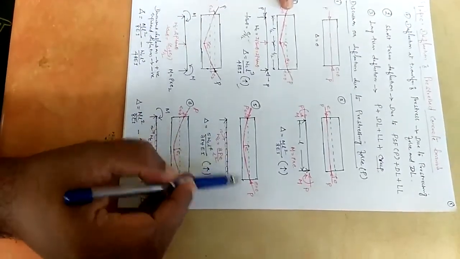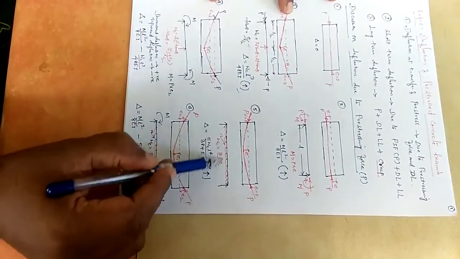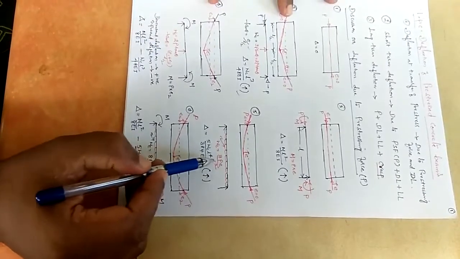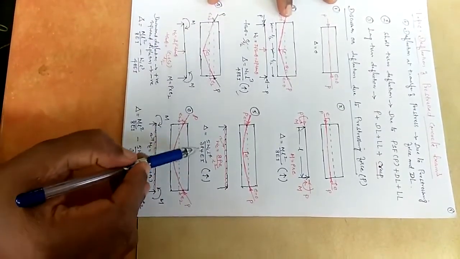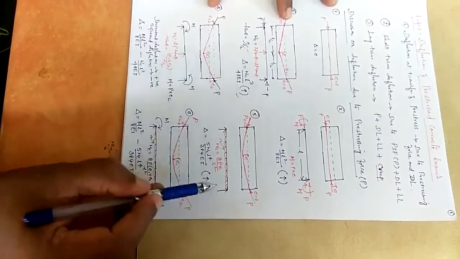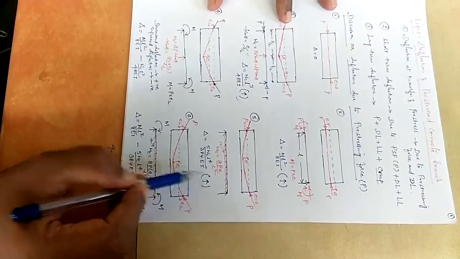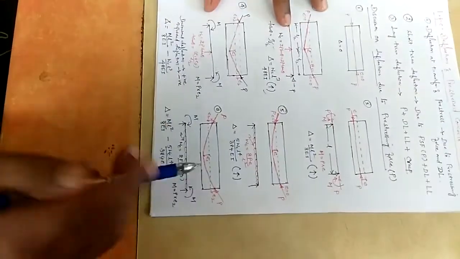This will create an upward UDL, that is equal to 8PE by L square. This you already studied in the load balancing concept. Because of this upward UDL, there is an upward deflection. You know the formula for deflection due to UDL, that is 5WL raised to 4 divided by 384 EI. Because of zero eccentricity, no moment here.